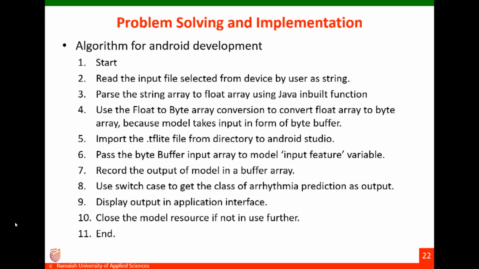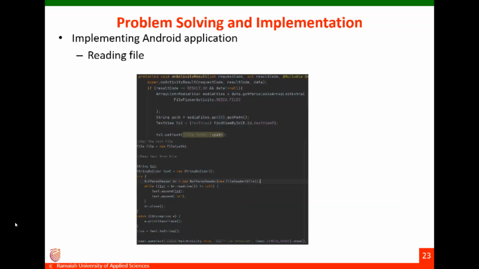Then the array is processed, and it uses switch case statements for the prediction of the output. Then it displays the output in the application interface. Then the model is closed if the resource is not in further use, and this ends. So this is the code part of the application.